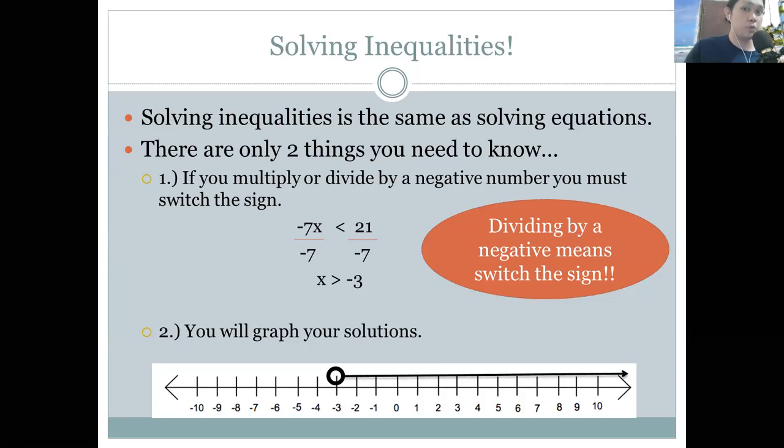So that's how the switching will be if you multiply or divide by a negative number. So dividing by a negative means switch the sign. Look at the example there: negative 7x. We divide both sides by -7. See what happened to the symbol? It switched from less than to greater than.